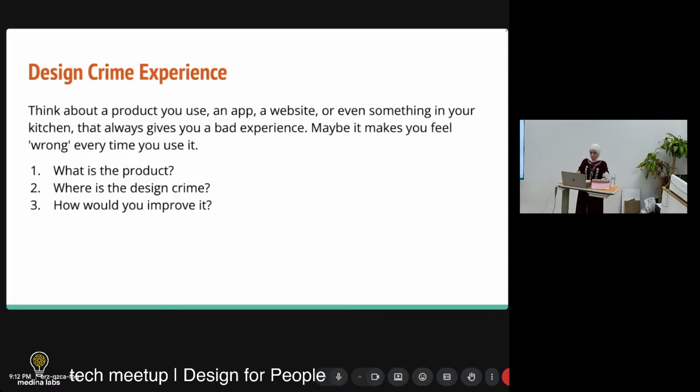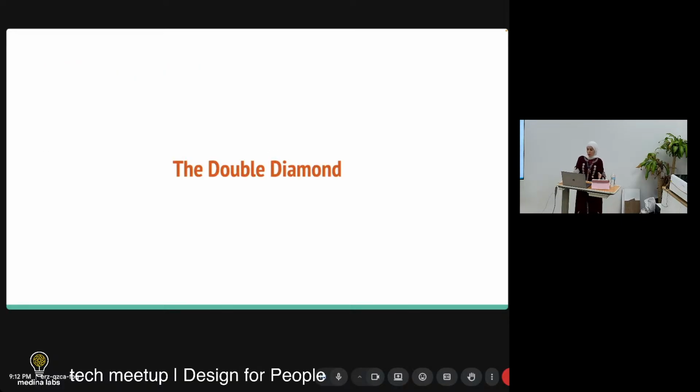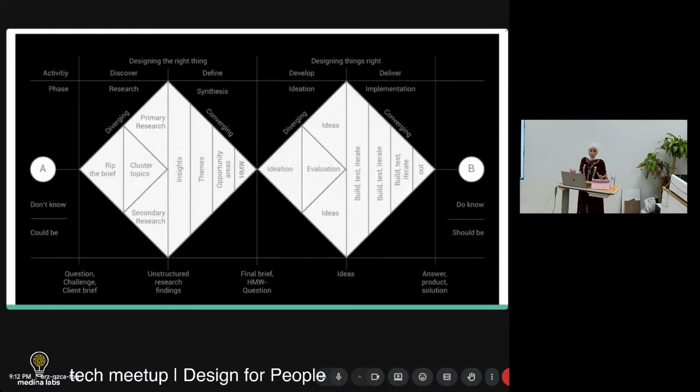Okay, so the last thing I'm going to talk about is a process called the double diamond, and that's a process for when you design a product. When you look at this, you have two diamonds. The first one focuses on designing the right things. Phase one is where you do the research. With the research, you diverge. You start with the research, do the primary research, do the secondary research, so you gather the information that you need, and then you start to converge. With the research, you're trying to identify the problem.